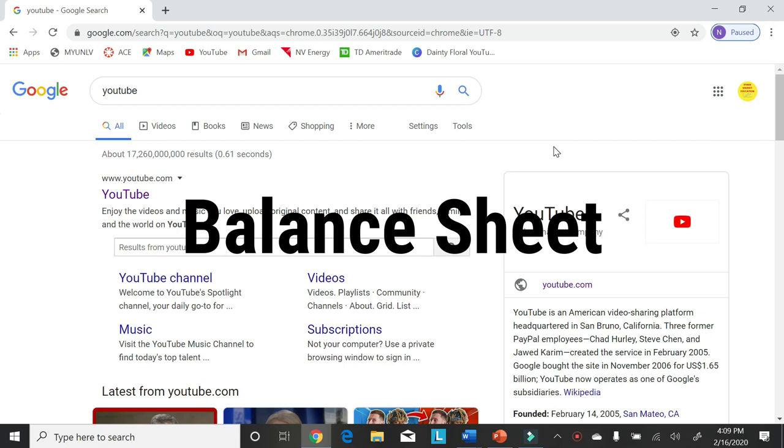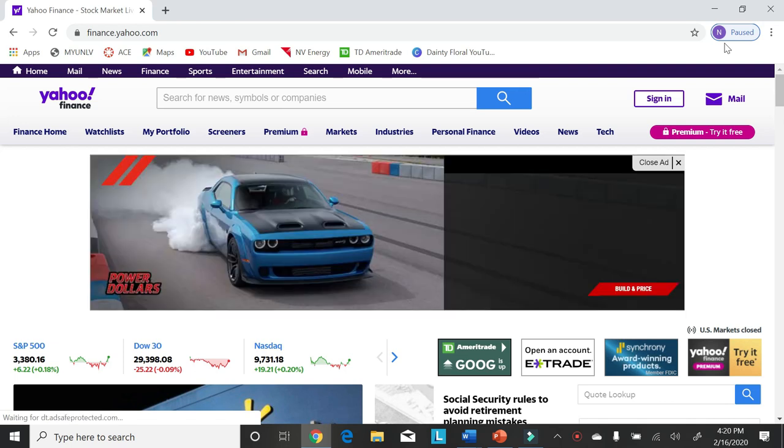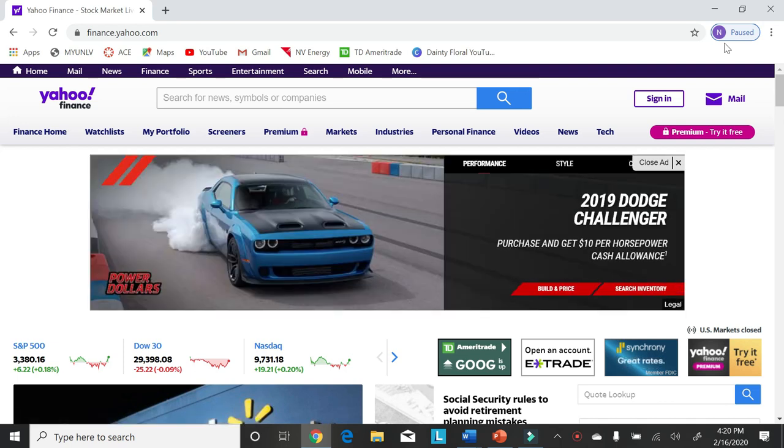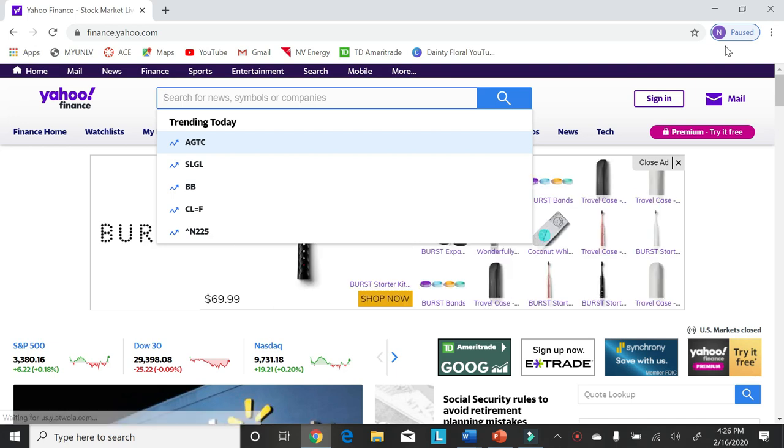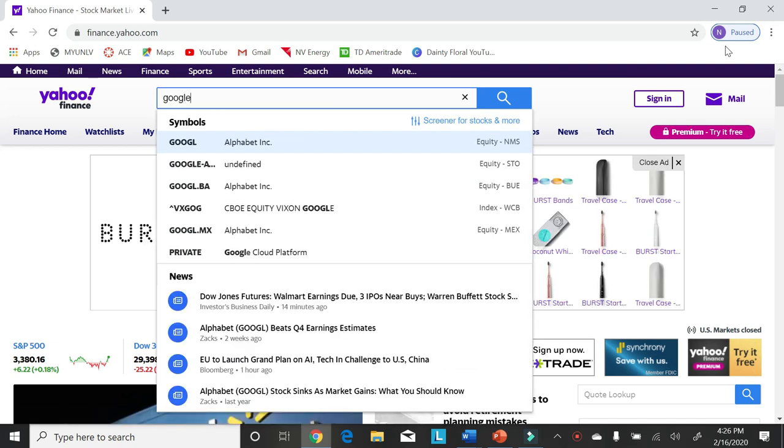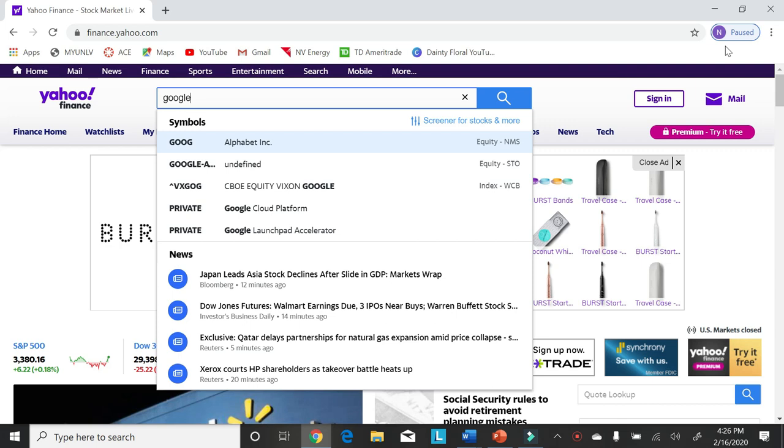If you want to own a business, the balance sheet is important to understand, and if you want to pick individual stocks, then the balance sheet is extremely important to read. We're going to take a look at Google's balance sheet. By the way, to get to the balance sheet, I just go on to Yahoo Finance and then type in Google because that's the company we're going to be looking at.